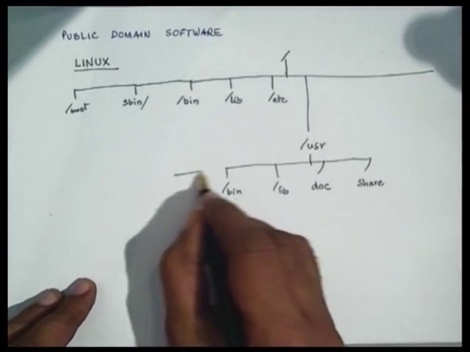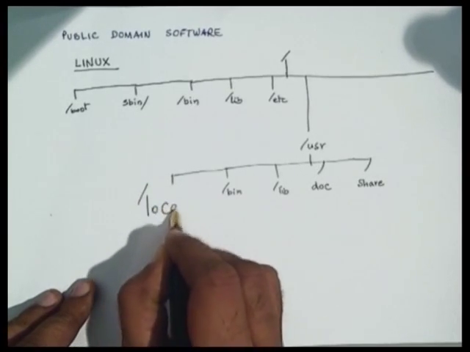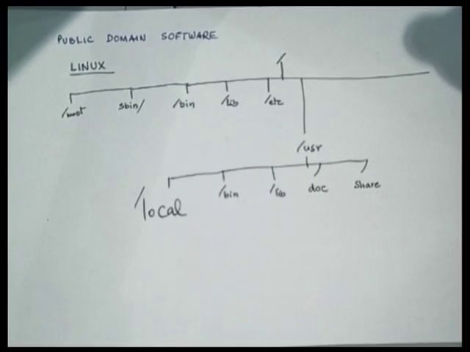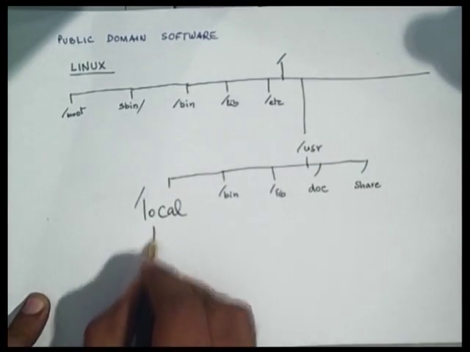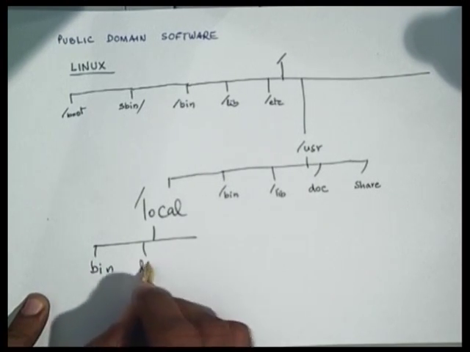Okay, I'll try to write large. So under user, there is a directory called local, and normally this directory is kept empty when you install the operating system. And now you mount on user local a new tree. This tree has obviously the same structure. So there is a user local bin, there is a user local lib, there is a user local doc, and so on.